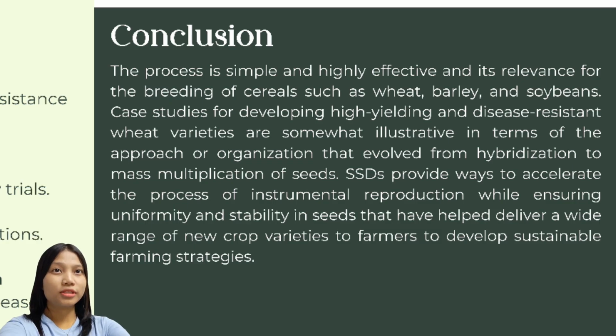In conclusion, the process is simple and highly effective, and its relevance for the breeding of cereals such as wheat, barley, and soybeans, and case studies for developing high-yielding and disease-resistant wheat varieties are somewhat illustrative in terms of the approach or organization that evolved from hybridization to mass multiplication of seeds.